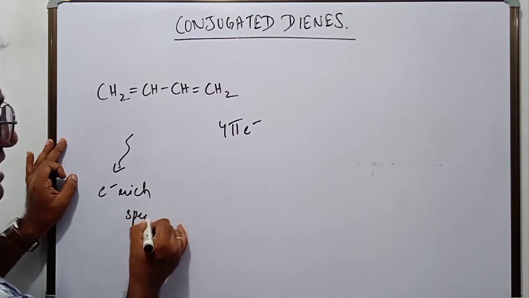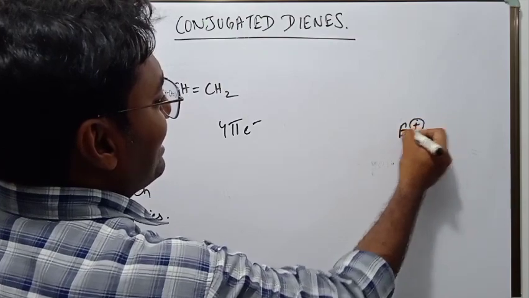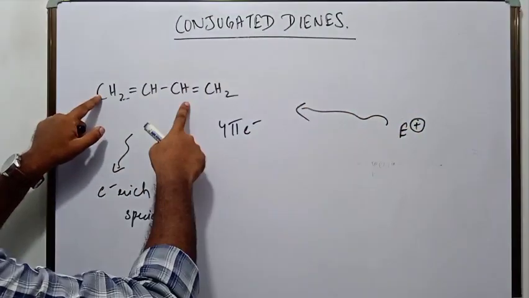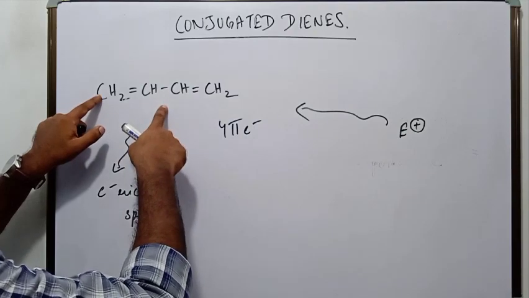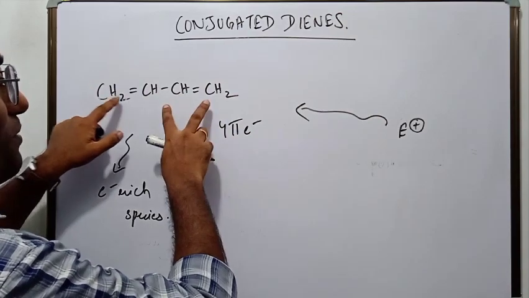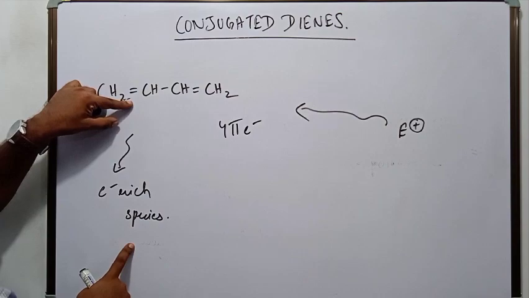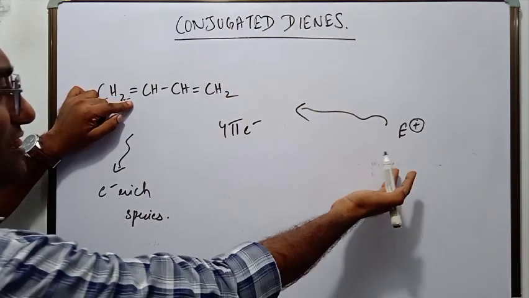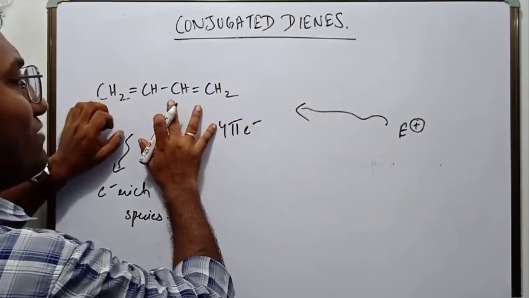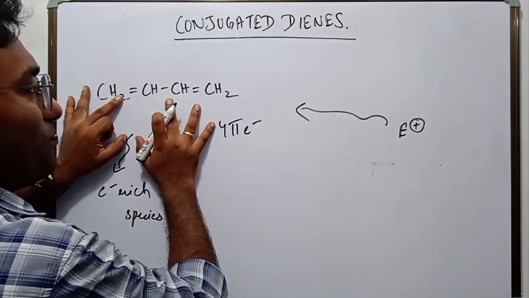Who would attack it? An electrophile can easily attack it, right? And that would make the conjugated diene, here in this case 1,3-butadiene, very reactive. Why? Because it has four pi electrons. It is an electron rich species. So any species that wants electrons, like an electrophile, can easily attack. That would make it very reactive, and that would make it very unstable.